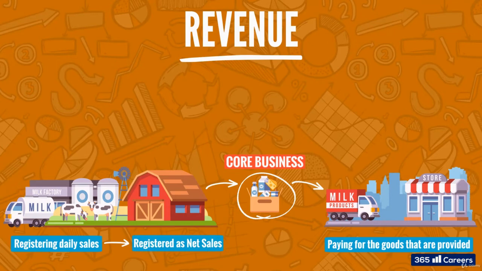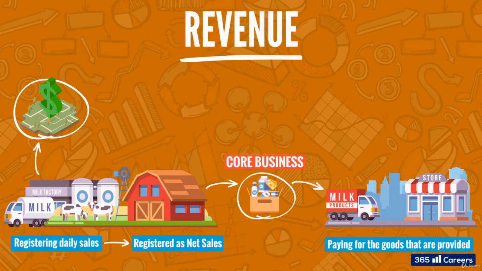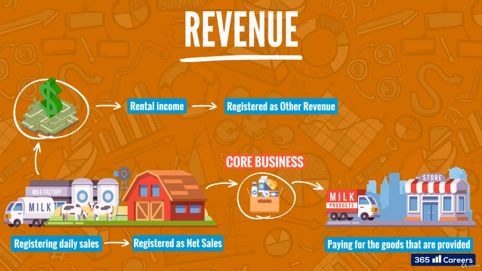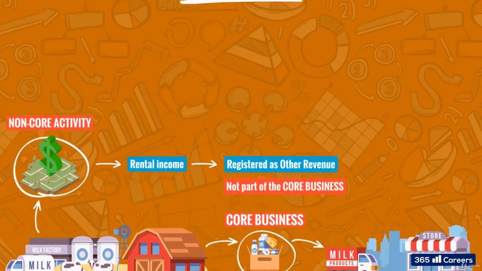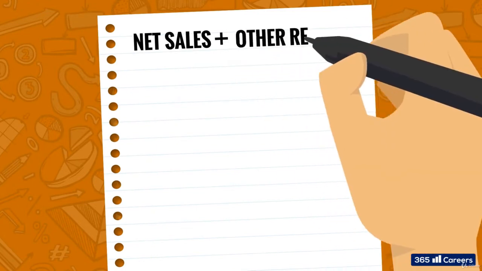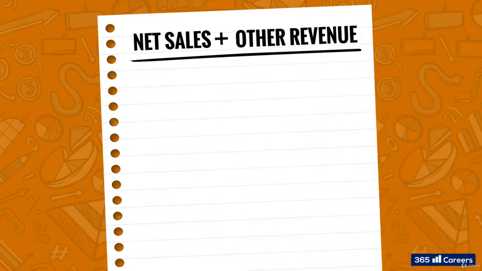At the same time, the company also rents out a real estate property that it owns and receives rental income for it. It will be registered as other revenue because this activity is not part of the core business of the firm. Such distinction is necessary because it allows us to separate sales coming from core business activities from income that is a result of non-core activities. And as we said before, the sum of net sales and other revenue equals total revenue.